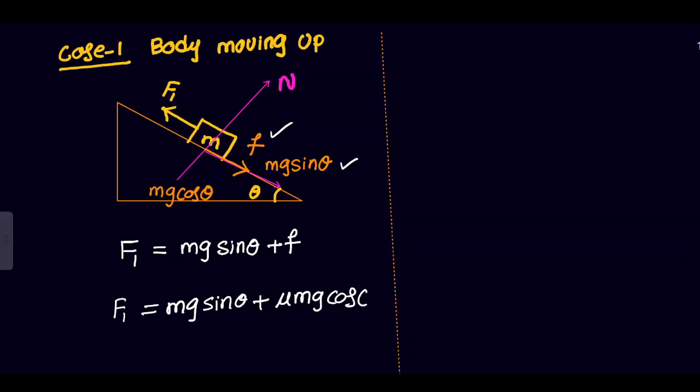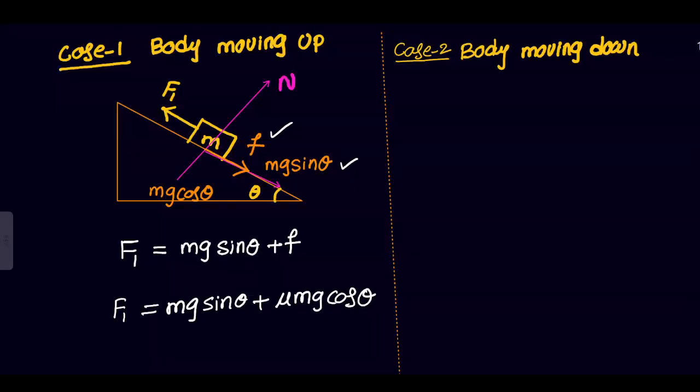Mg cos theta. Now let us see the second case. Case 2, the body moving down the plane. So tell me, in this case, the body is moving down. What happens?